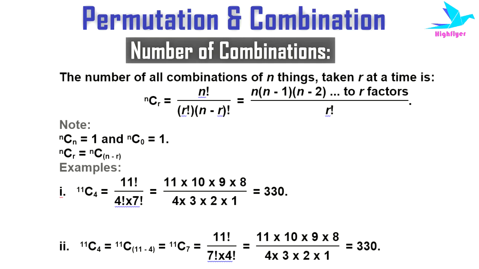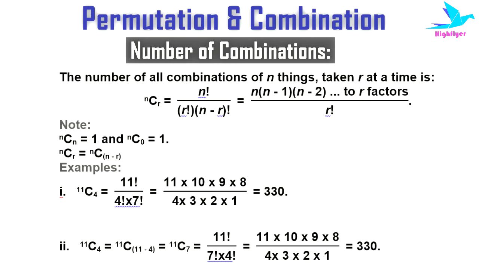Now let's see some examples, like 11 combination 4. Following the formula n factorial by r factorial into n minus r factorial, it gives 11 factorial by 4 factorial into 7 factorial. That is equal to 330. Now as it is given that nCr equals nC n minus r, let's test this formula in the second example.